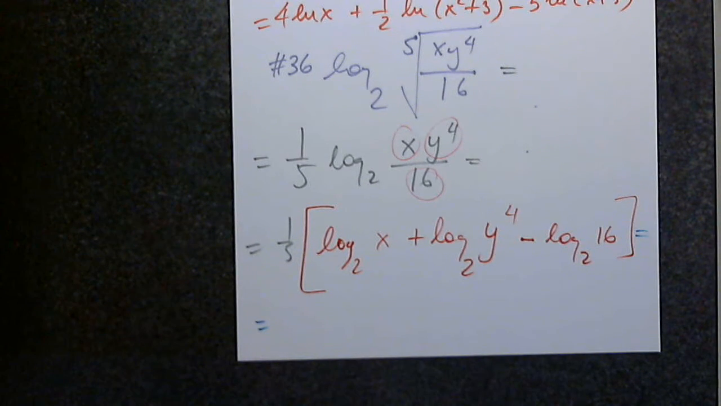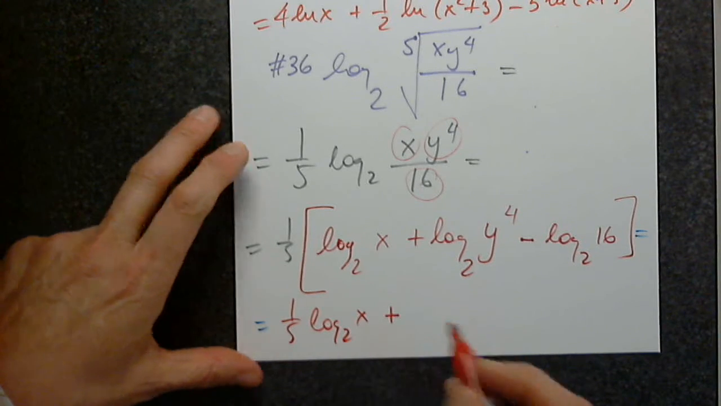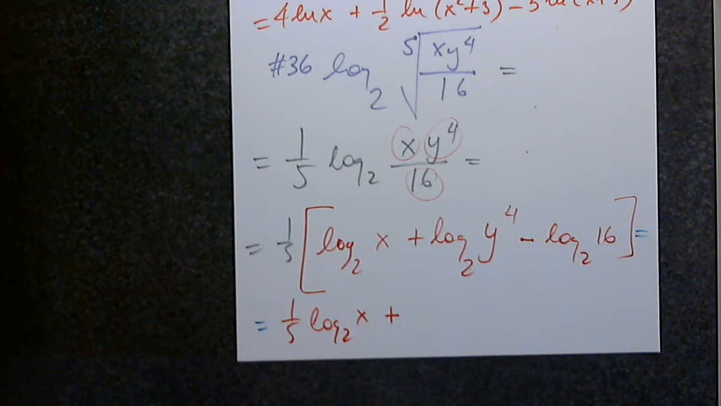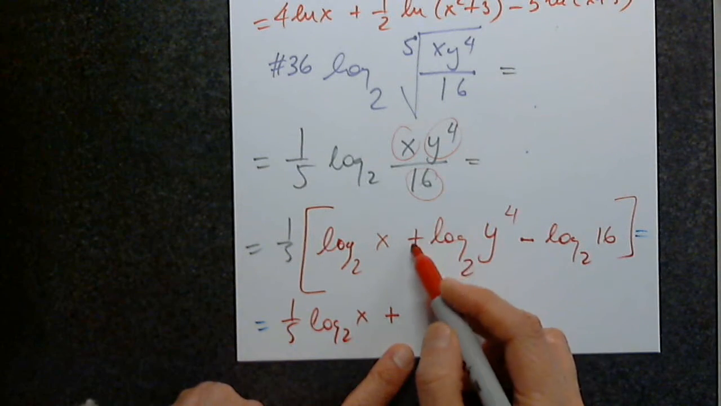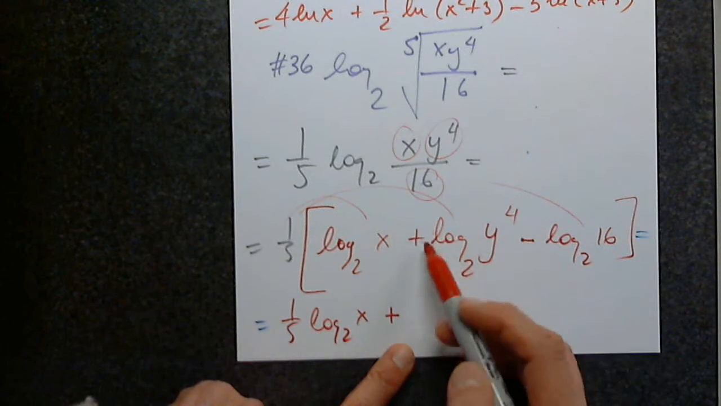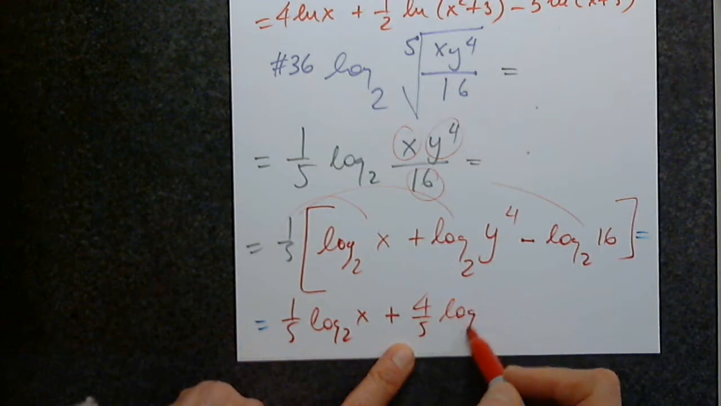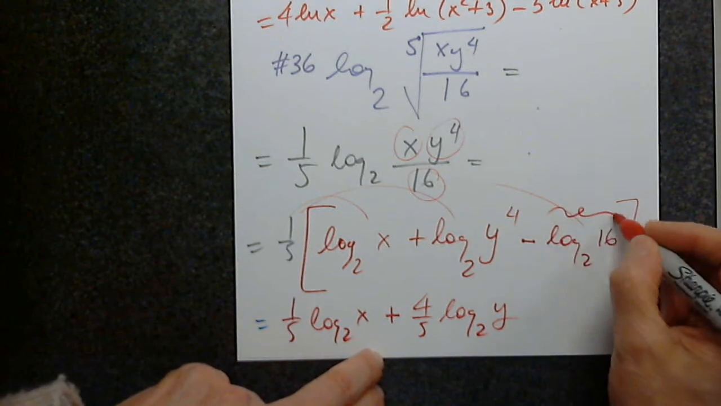I know. So then, obviously, 1/5 log base 2 of x plus. But now, I need to bring the 4 down and multiply by 1/5. So what will this one have in front? Yeah, I have to distribute 1/5 to all 3. Would it be 4 over? Exactly, 5. Okay, exactly.